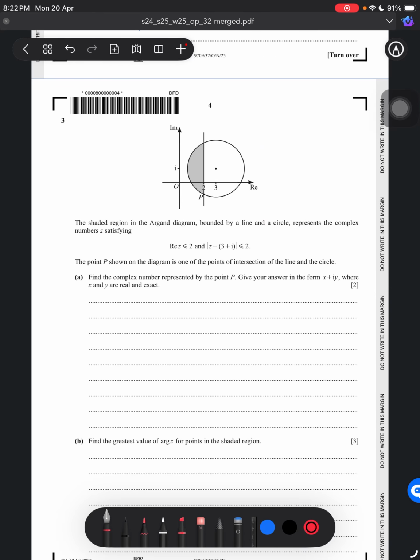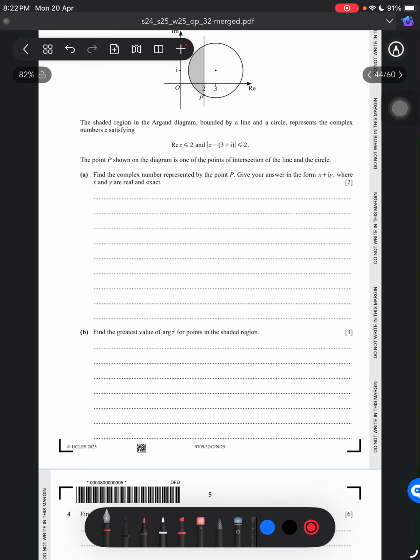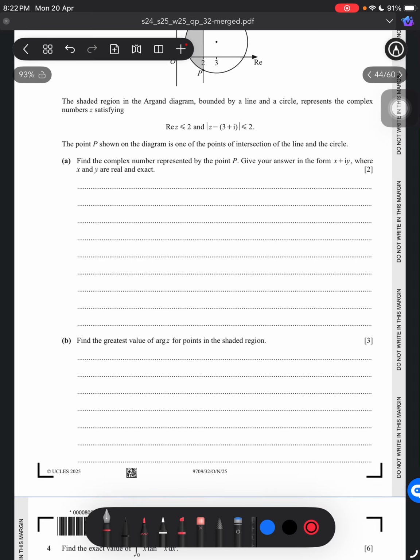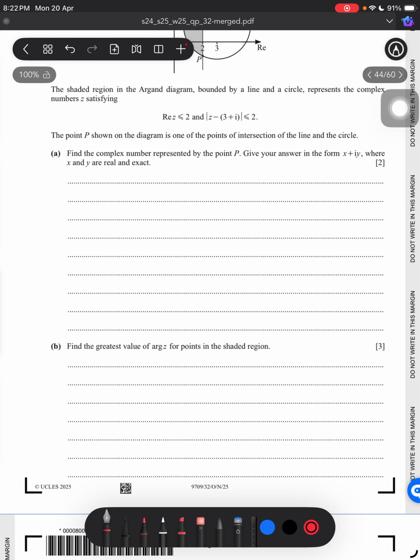Hello and greetings. This is the third question of the October-November 2025 paper, October-November paper 3 variant 2.